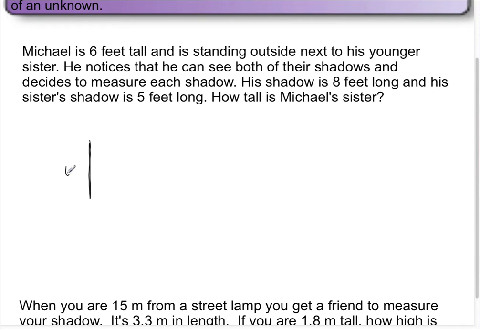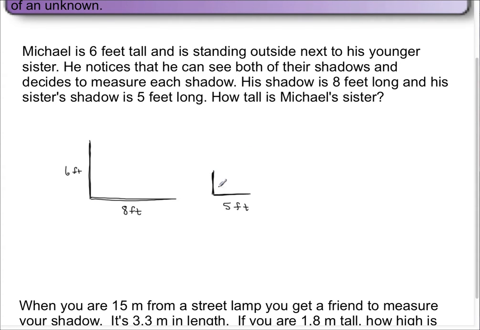This is what you should do when you're given a diagram: just piece by piece, draw some diagrams. He's standing outside next to his little sister. He notices that he can see both of their shadows and decides to measure each shadow. His shadow, down here, is 8 feet long, and the shadow of his little sister is 5 feet long. We want to figure out how tall Michael's little sister is.